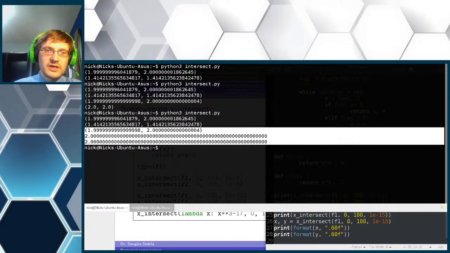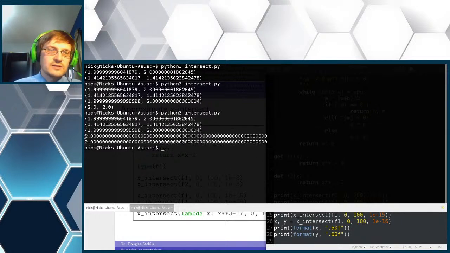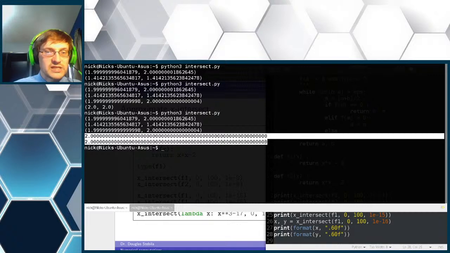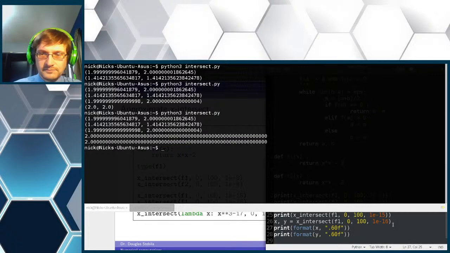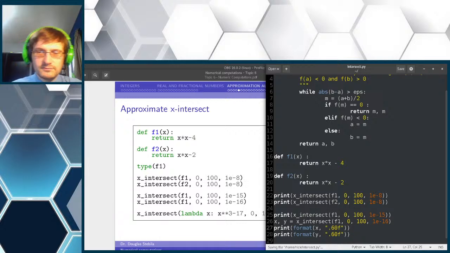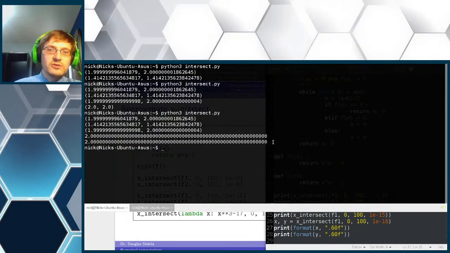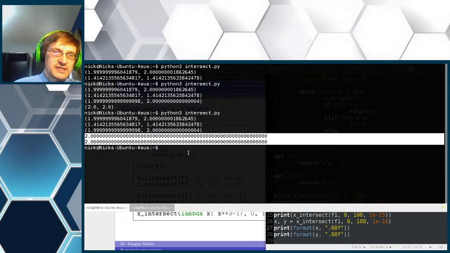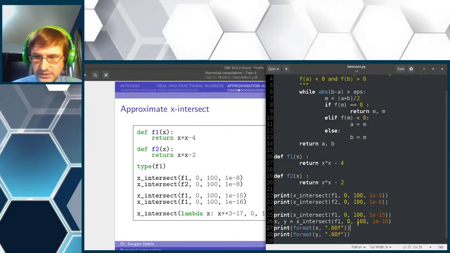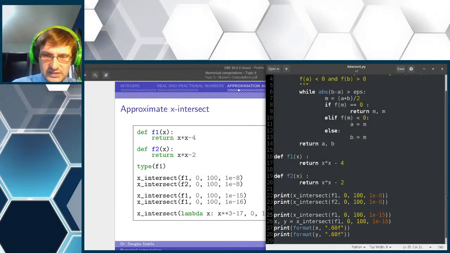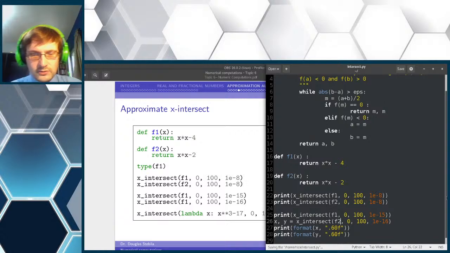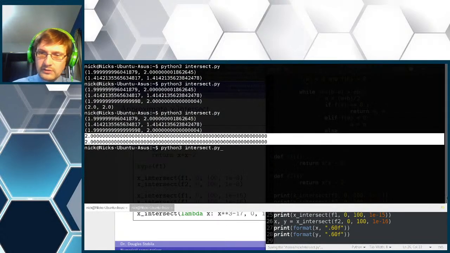Yeah, so there we go. Yeah, so that's 2 exactly, which is interesting. The only reason that we got 2 exactly when we did this is because the answer to this problem is rational. It might be interesting to see what happens when we do f2, which is an irrational root.